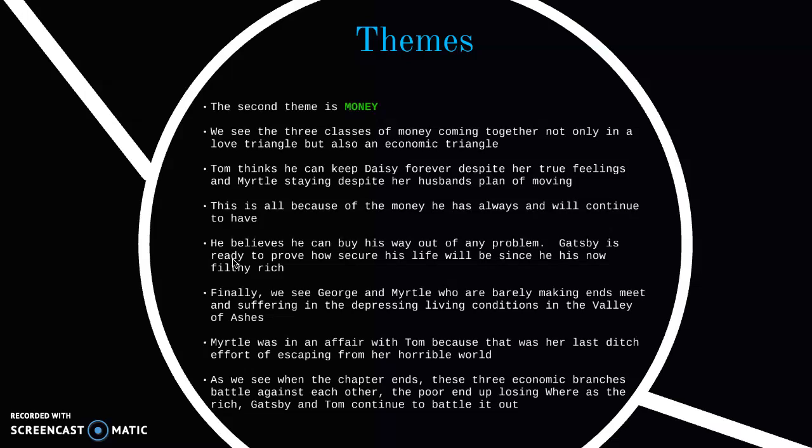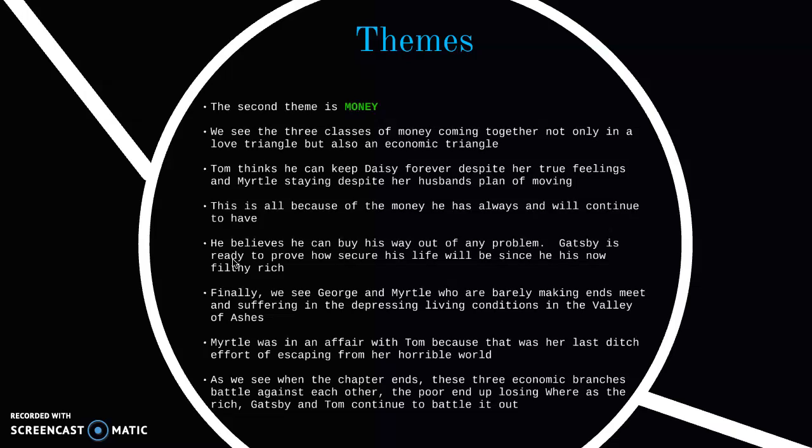Another theme is money. We see the three classes of money coming together in sort of a weird love economic triangle with Tom and Myrtle and Wilson. Tom thinks he can keep Daisy forever despite her true feelings, and Myrtle thinks she can stay despite her husband's plan to move. Money will continue to make them think that they can buy their way out of problems. Gatsby is ready to prove how secure his life will be since he is now filthy rich.